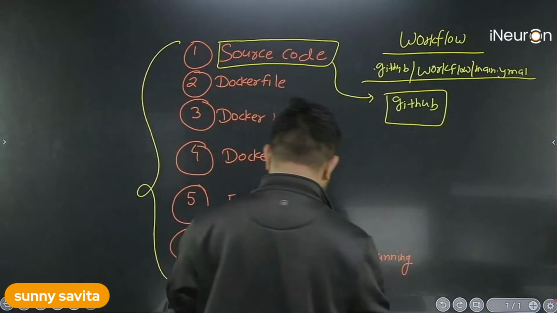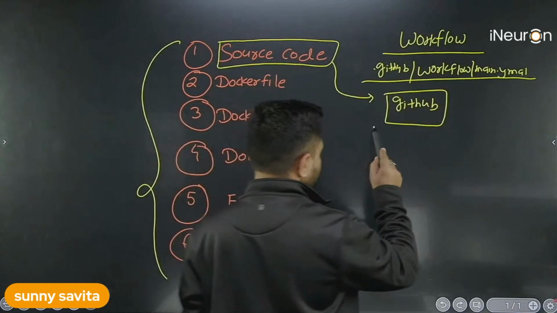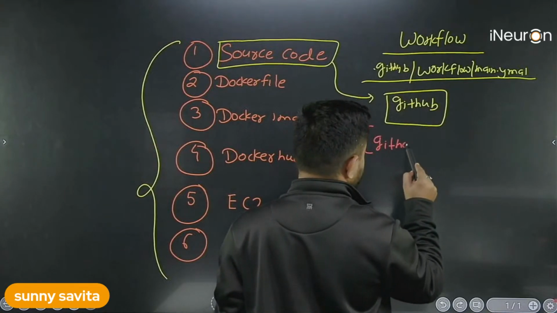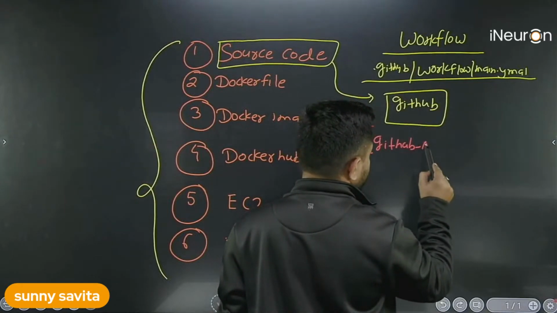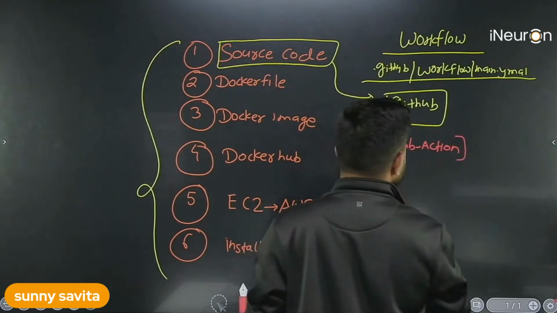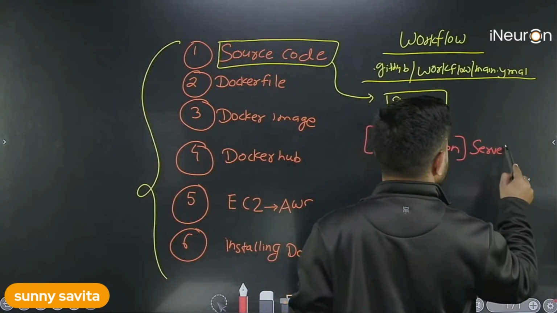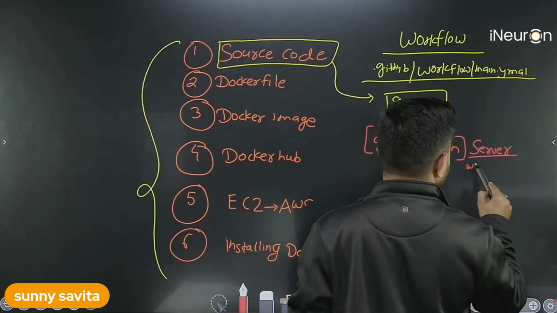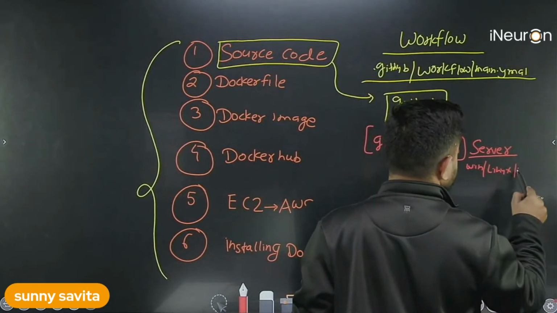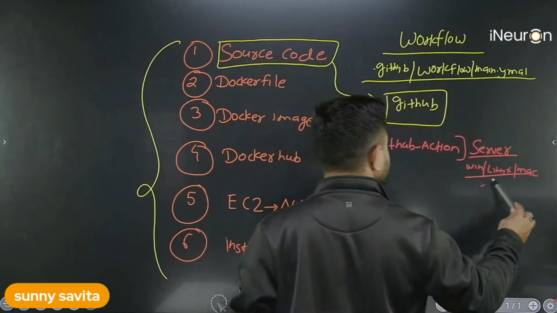In GitHub, it is providing me a service that is called GitHub Actions. This GitHub Actions service will provide you the server. A server is actually just a machine. It will provide you different types of servers: Windows, Linux, Mac. Here we are using Linux.